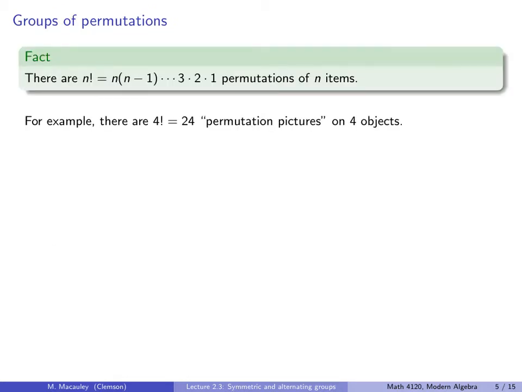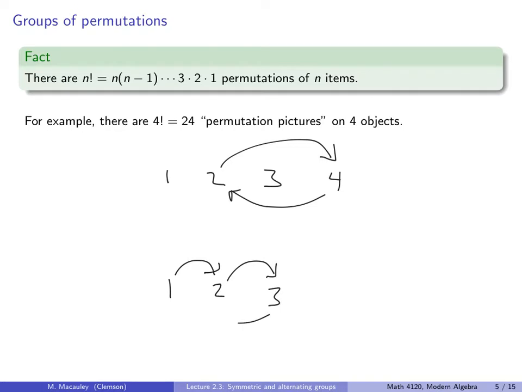Here's a fact that you probably already know. There are n factorial, that's n times n minus 1 times all the way up to 3 times 2 times 1, permutations of n items. For example, there are 4 factorial, or 24 permutations of 4 items. In other words, if we draw those permutation pictures like we did in the previous slide, you may ask, how many of these little pictures can we draw representing permutations? Well, if each one of these represents a permutation, then we can draw exactly 24 of these.